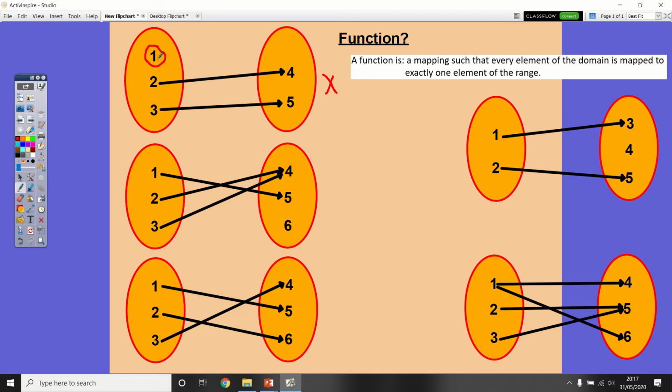So not a function. If we were to chop this one out, which you'd be inclined to do, if you ignore it, then it's a perfectly good function. Every element over here goes to exactly one over here.